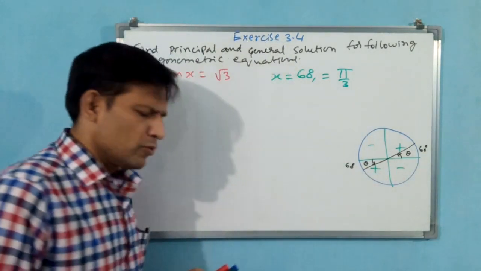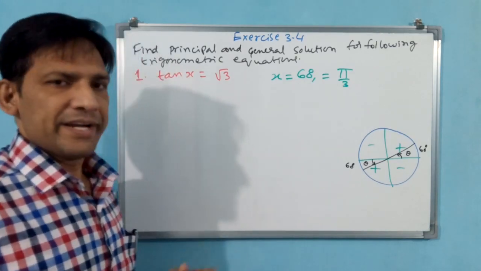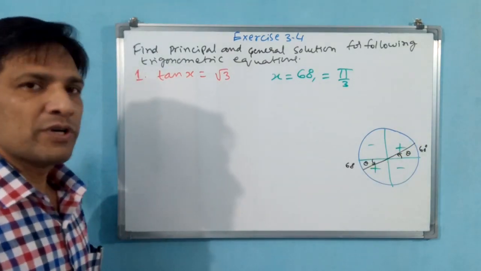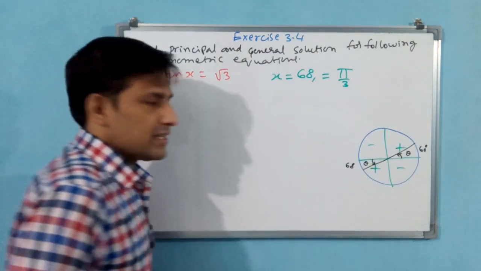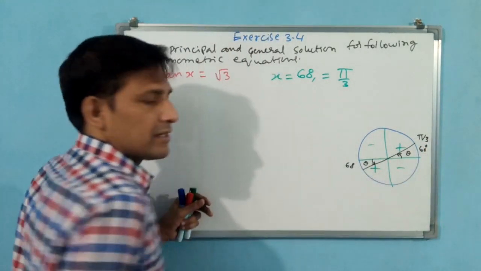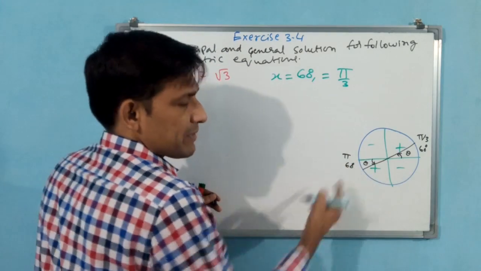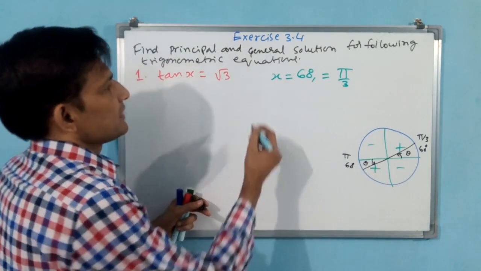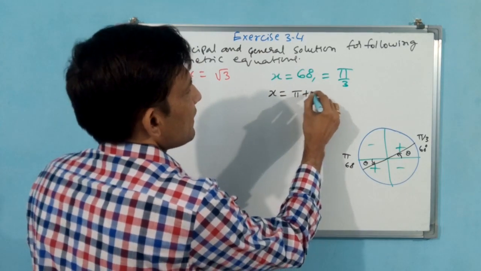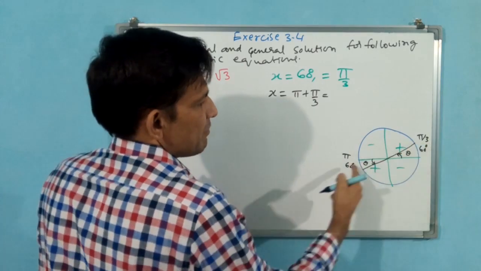Because of this, you do all the problems in degrees, and finally you convert into radians. 60 degrees. You see here, 60 degrees, because it is starting from 0. That is why here you can say this is pi by 3. But here pi is already there, 180 degrees, so pi plus pi by 3. Then another one is x equals pi plus pi by 3.